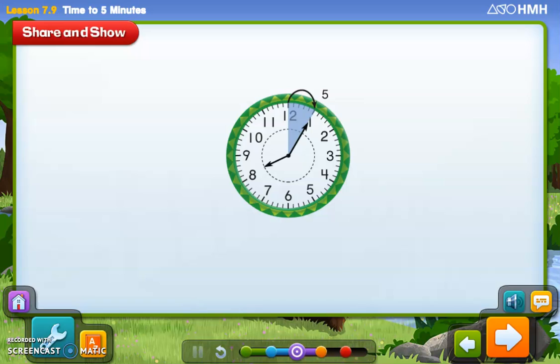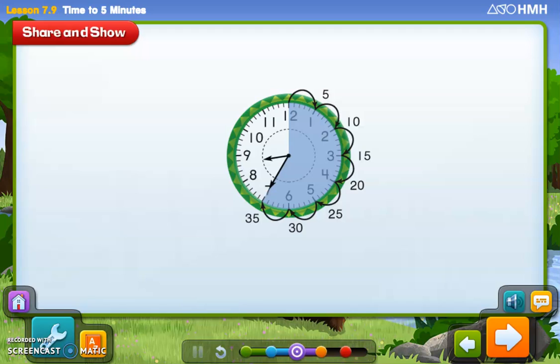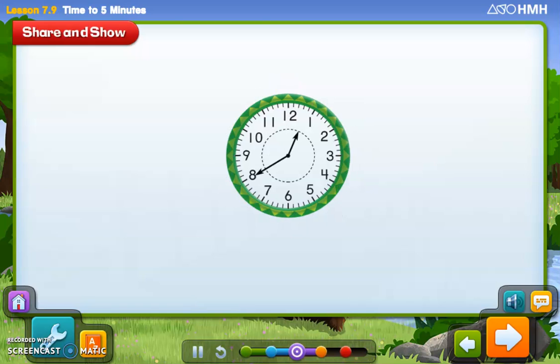5, 10, 15, 20, 25, 30, 35, 40, 45, 50, 55, 60. There's 60 minutes in 1 hour. How many minutes have passed when the minute hand points to the 8?